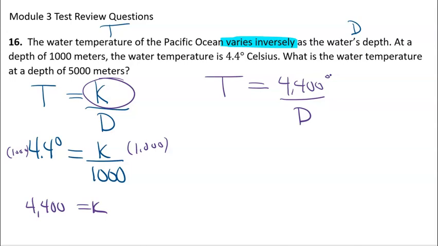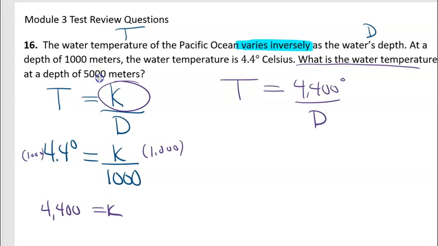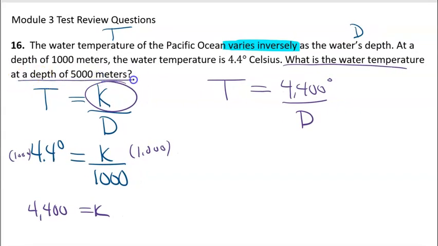Now, the next part of the problem, that last line, is always getting you to use your formula to calculate something. All right, so what is the water temperature? So they want to know T. We don't know T. At a depth of 5,000 meters. So 4,400 divided by 5,000 meters.